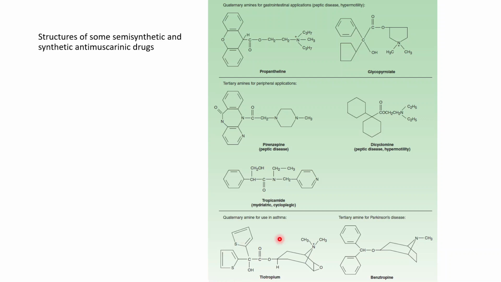Quaternary derivatives, like for example benzodiazepine, are taken up by the central nervous system slower, and that is why they are safe, and there are fewer central nervous system side effects.